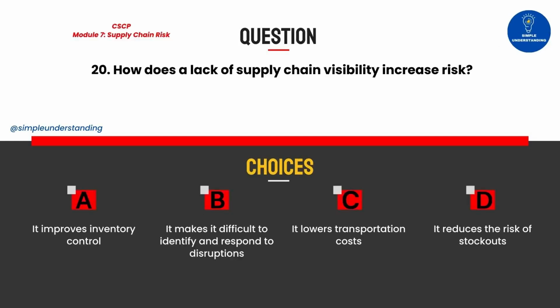20. How does a lack of supply chain visibility increase risk? A. It improves inventory control. B.